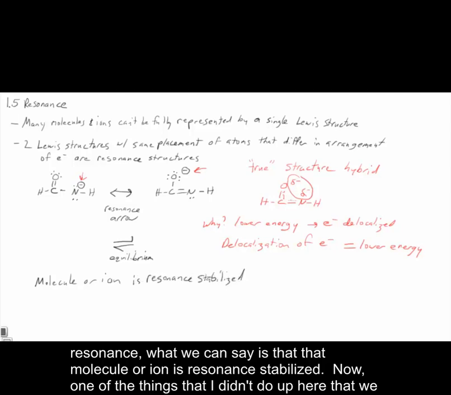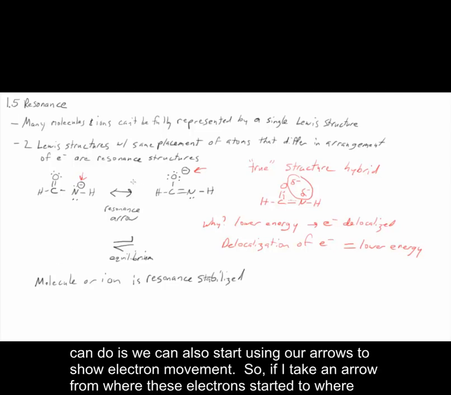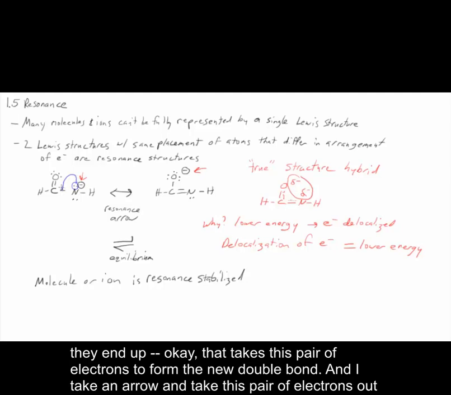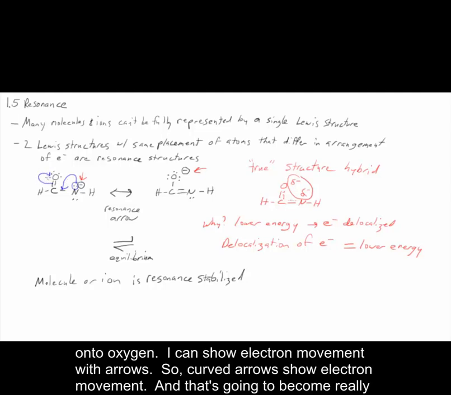Now, one of the things that I didn't do up here is that we can also start using our arrows to show electron movement. So if I take an arrow from where these electrons started to where they end up, that takes this pair of electrons to form the new double bond, and I take an arrow and take this pair of electrons out onto oxygen. I can show electron movement with arrows. So curved arrows show electron movement.